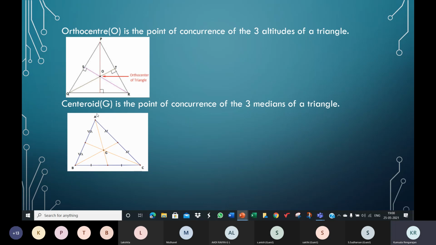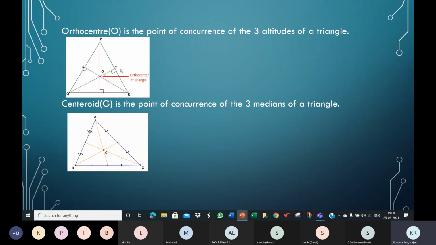And centroid, see here, these are the medians. This line segment is the median from A on BC. You can see it's an altitude, so they make 90 degrees with the base. You can see the square which is marked here, indicating a right angle. So altitudes are perpendicular to the base.